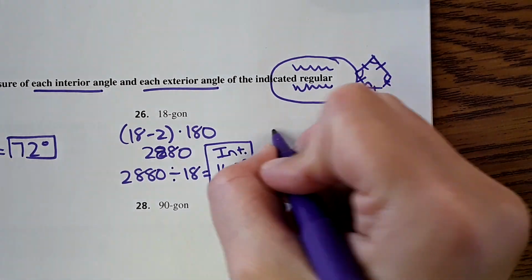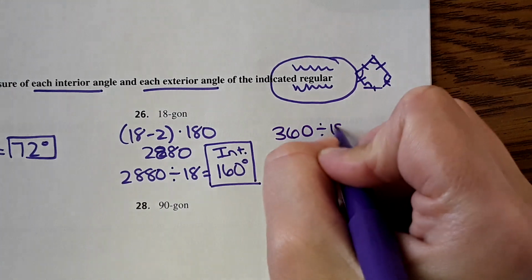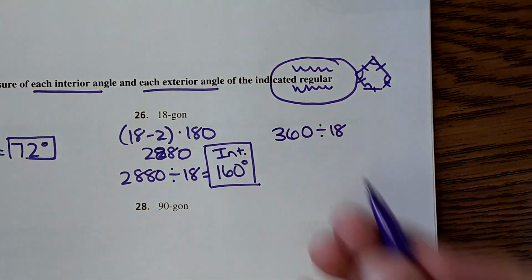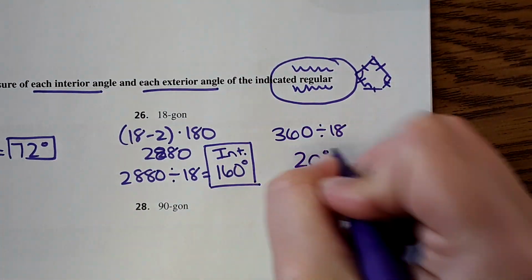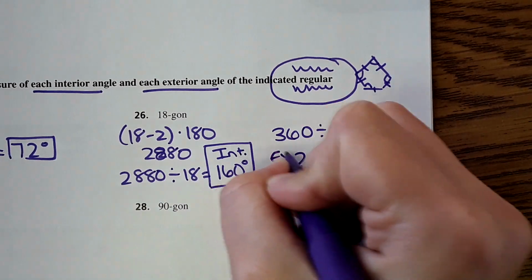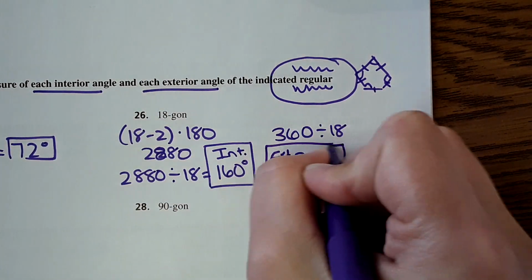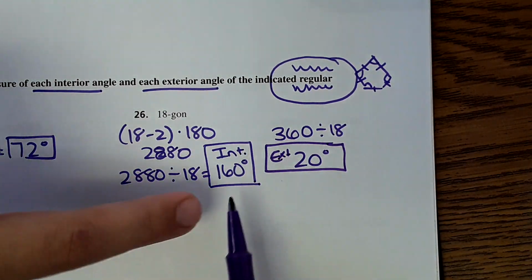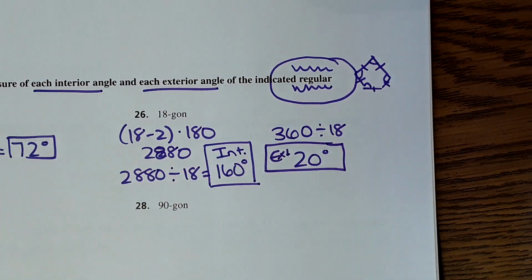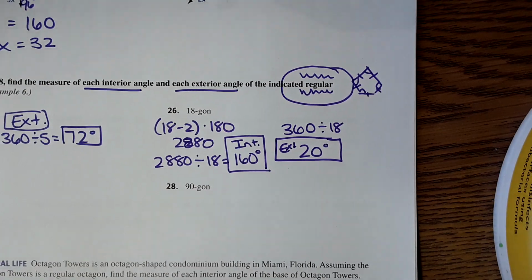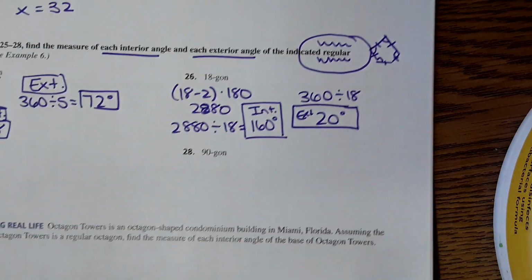Then for exterior, just 360 divided by 18. And it comes out to 20 degrees, and that's for exterior. So when you're looking at the homework, make sure that you're identifying whether they're talking about interior or exterior angles. All the questions pretty much match the directions here, so you can just find it in the notes and do exactly what we did here.